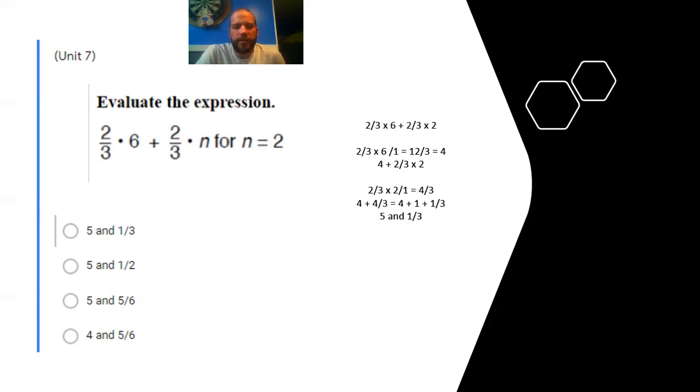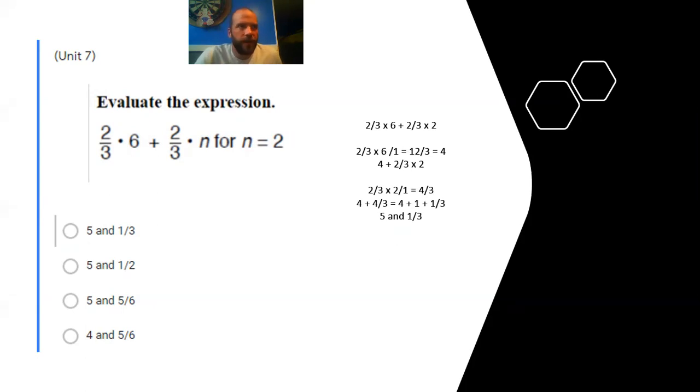2/3 times 6 is the same thing as 2/3 times 6 over 1. You multiply 2 by 6 is 12, 3 by 1 is 3. 12/3. What is 12/3? It's 4, right? So now that 2/3 times 6 is 4, you're going to add that to 2/3 times 2.